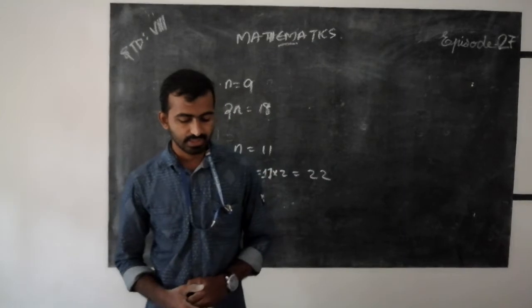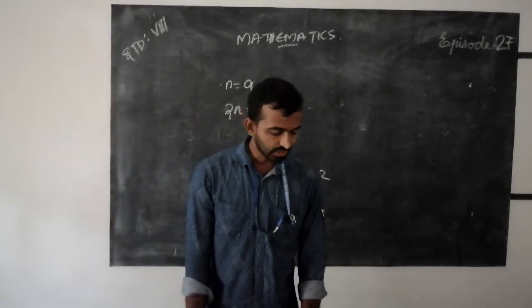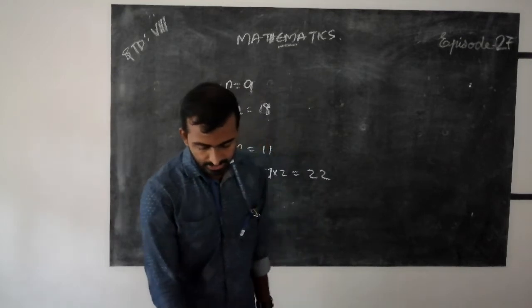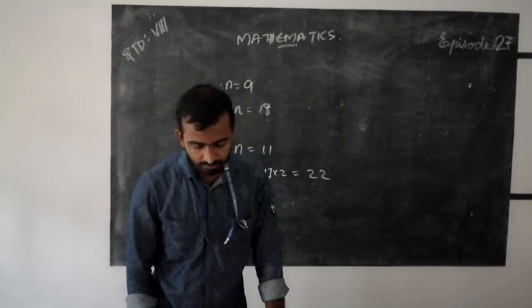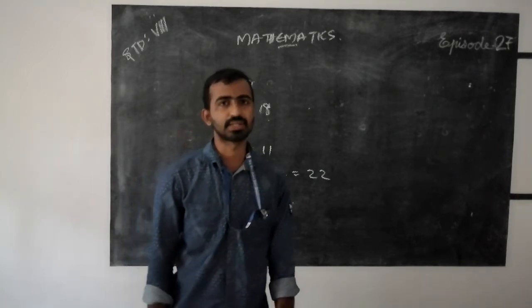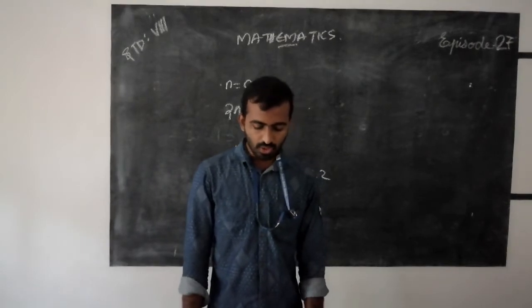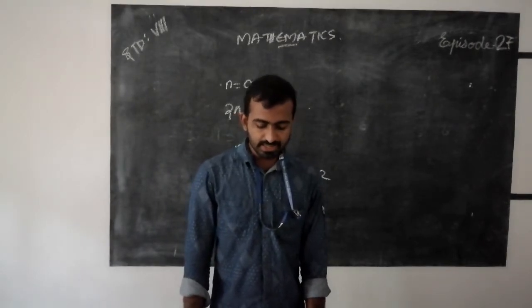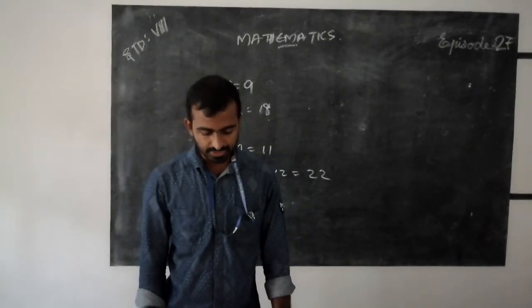Next is the second question. How many non-square numbers are there between the following pairs of numbers? That is, we want to know how many non-square numbers lie between the following pairs of numbers.